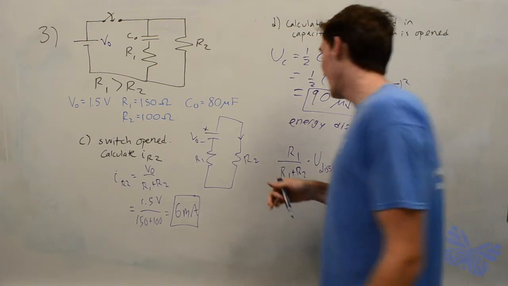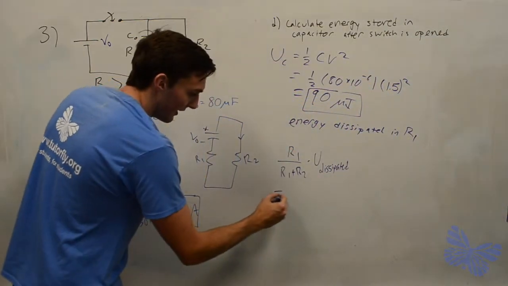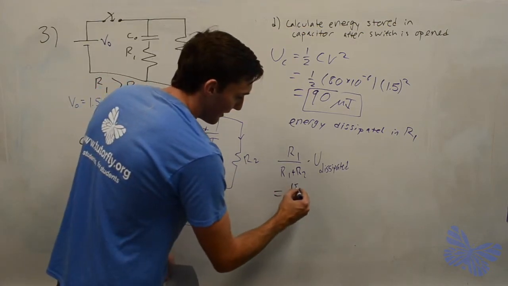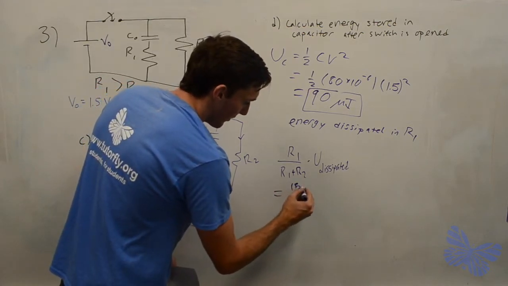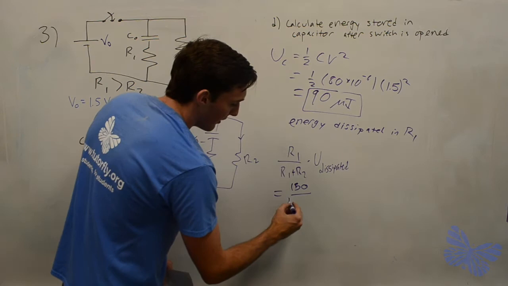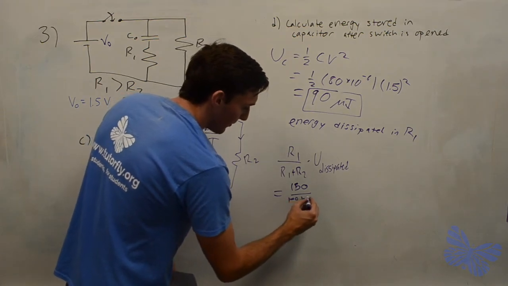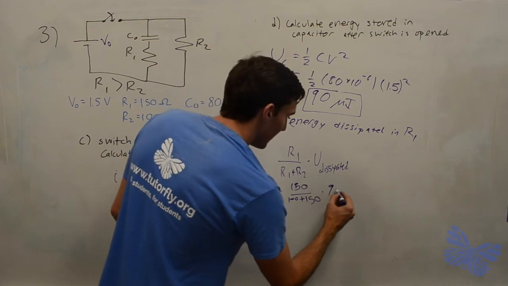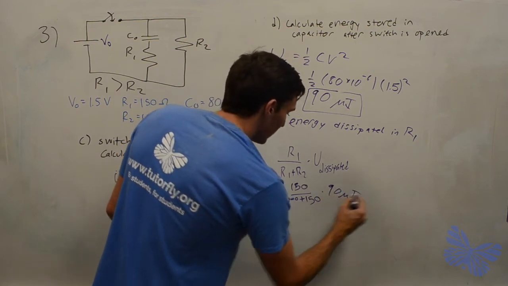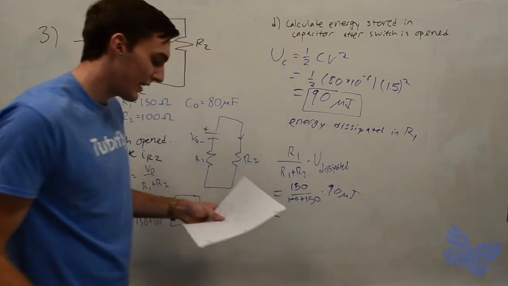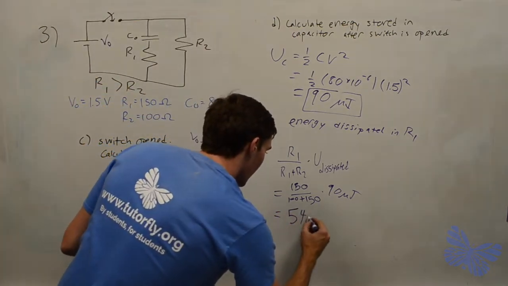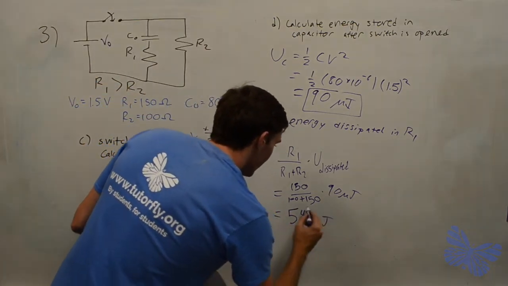And so you're going to get, if you plug in your resistances, 150 over 100 plus 150 times 90 microjoules. And so if you work that out, you get 54 microjoules.